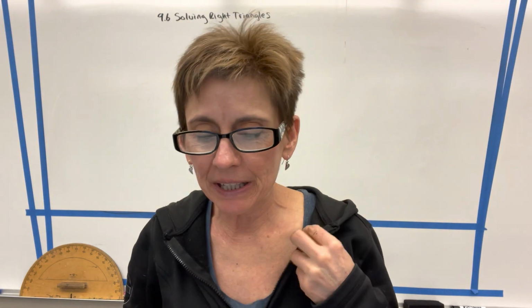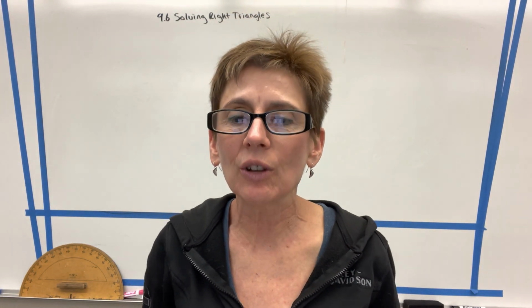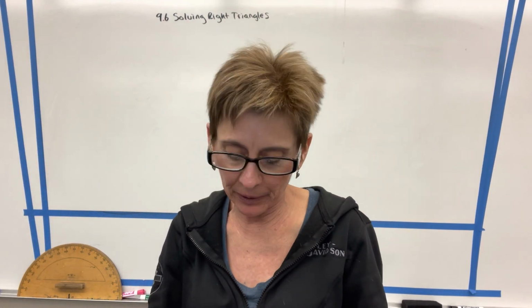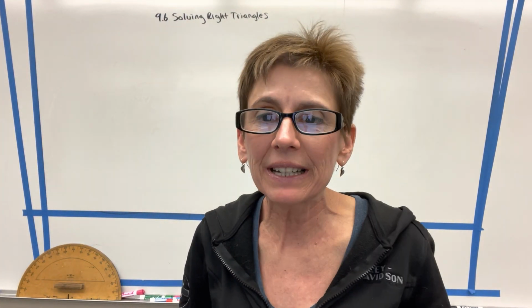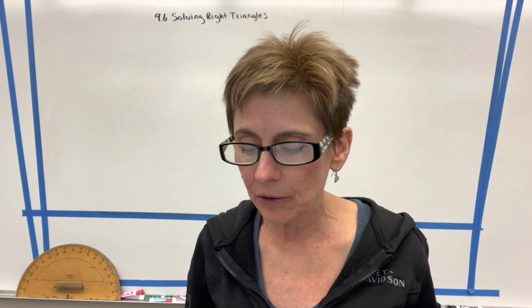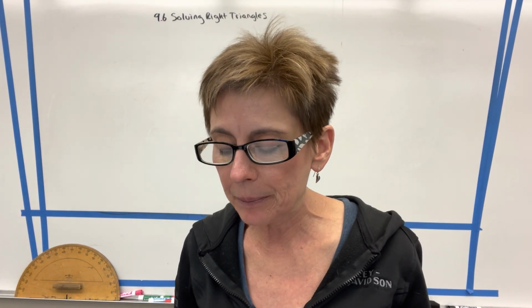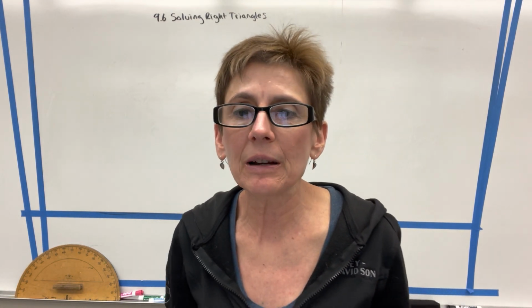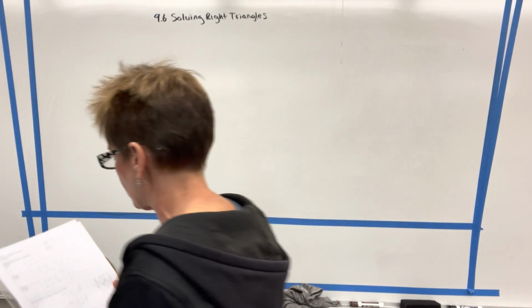We are going to be doing section 9.6, solving right triangles today. All you need to have is a piece of paper and a pencil, and you should be ready to go. We've been talking in chapter 9 about right triangles, about the Pythagorean theorem, and also about trig ratios. Today we're going to talk about something called inverse trig ratios.